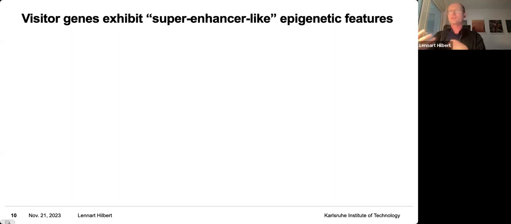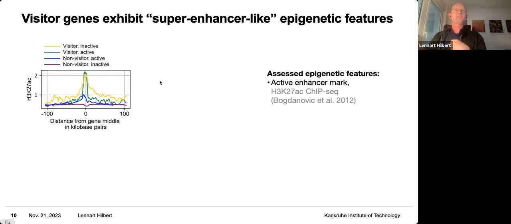You can ask more things based on sequencing data about the characteristics of these genes or their promoter regions. And what comes out is that those promoters are like small versions of super enhancers, epigenetically speaking. If you assess the ChIP sequencing data for histone 3 lysine 27 acetylation, the mark that tells you this is an enhancer control element, you find that the visitor genes in yellow and here in green have much elevated levels for this enhancer mark, and the non-visitor genes have quite low levels.